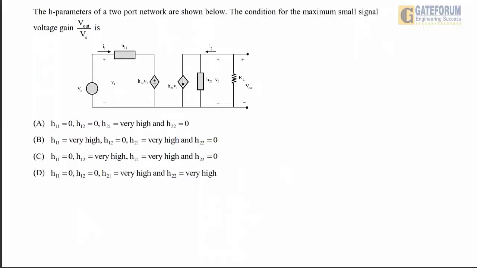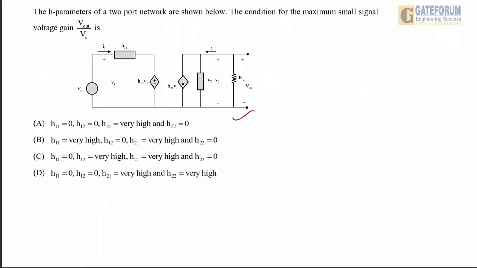So the question here is, the H parameters of a two-port network are shown below. The condition for the maximum small signal voltage gain V out by Vs is, and this is the circuit given here. Option A: H11 is equal to 0, H12 is equal to 0, H21 is equal to very high, and H22 is equal to 0.